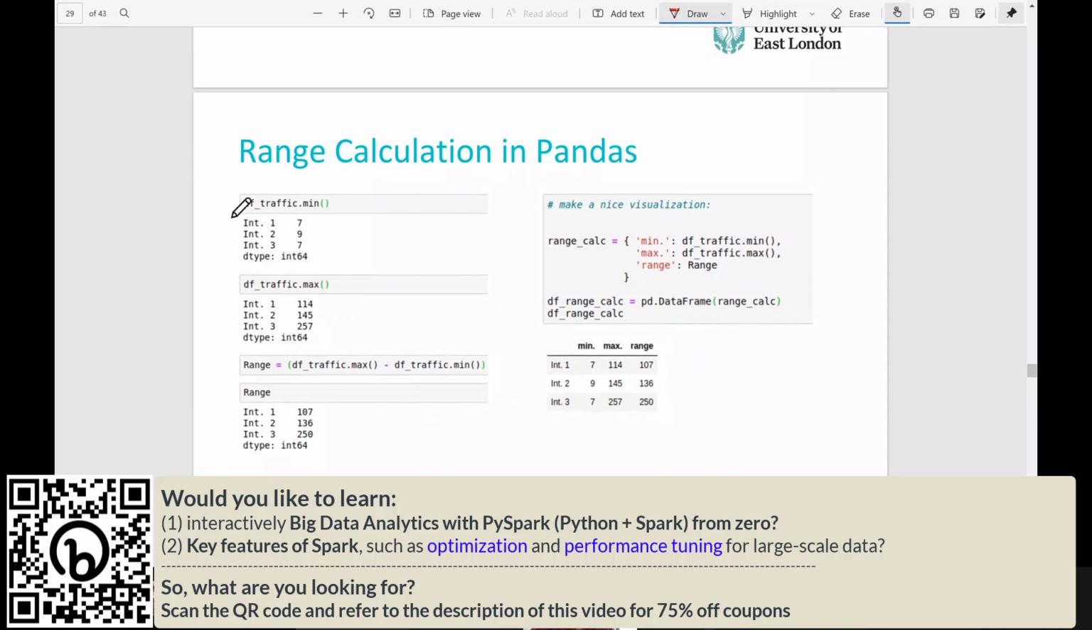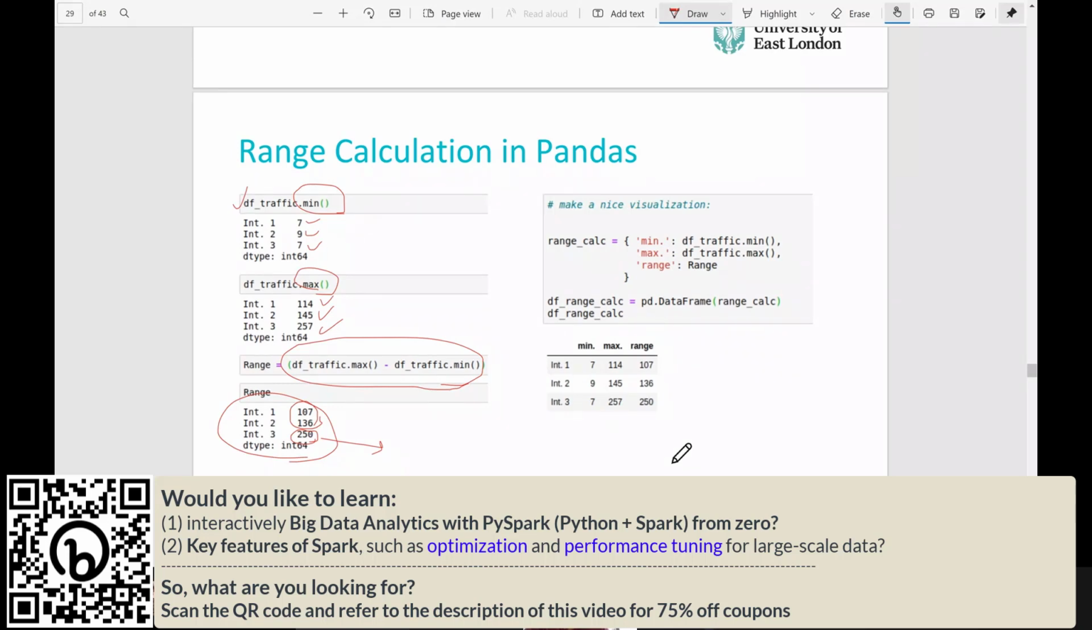If you use the data frame dot min, it's going to give you the minimum value at each intersection. And if you use max, it's going to give you the maximum value for each intersection. How to calculate range? Simple. Just say dot max subtract dot min, and it gives you the range. For intersection 3, can you see that the range is much larger than these two? So what you can conclude is maybe there would be more outliers.